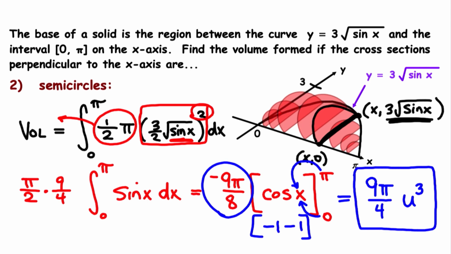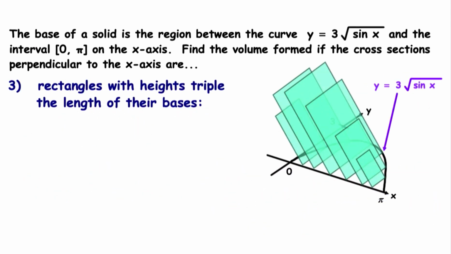All right, one more of these. I kept the same base, the same lake, if you will, the 3 radical sine of x, but instead of semicircles popping up, now the cross sections are going to be rectangles. And they're not just any old rectangles, they're rectangles where their heights are 3 times as long as their bases are.